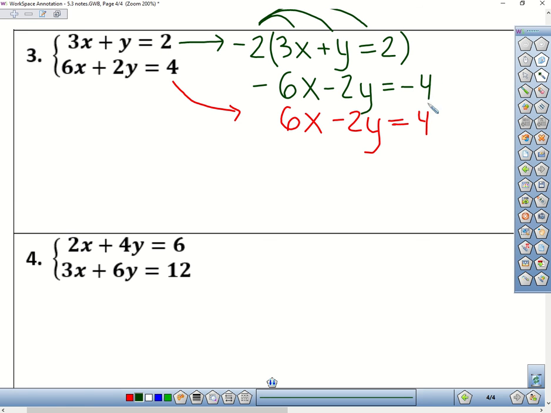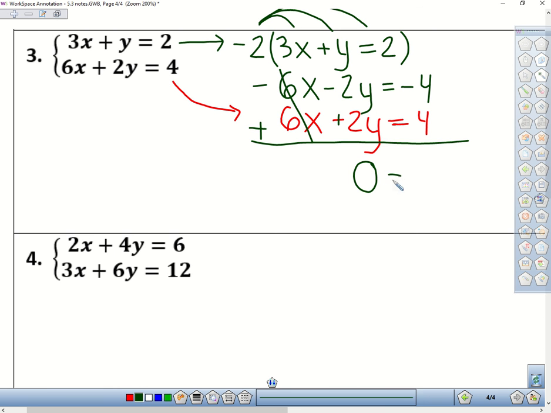Negative 2 is negative 4. There we go. Now we're going to add these up. What's 6x minus 6x? Good, 0. That's a positive. That's why. There we go. Sorry. What's 2y minus 2y? 0. And then what's 4 minus 4? 0. So what do you notice at the end? Are any variables left? No.